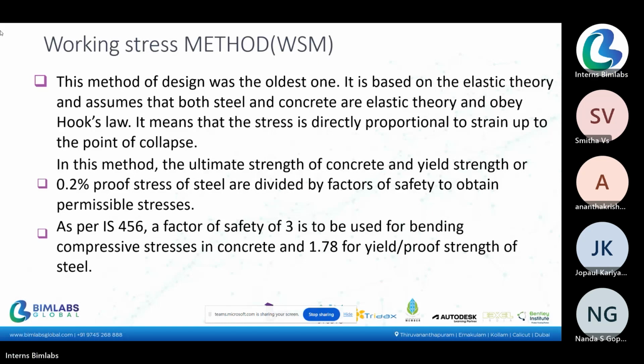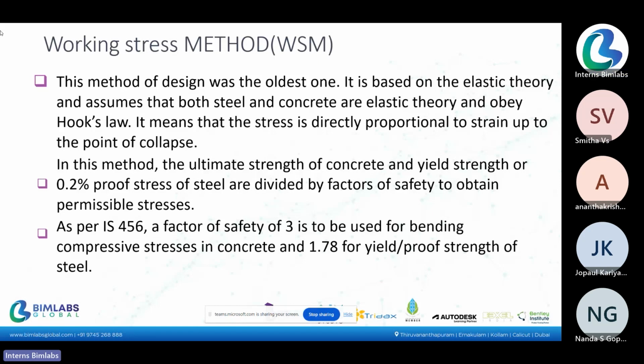In this method, the ultimate strength of the concrete and the yield strength, or 0.2% proof stress, of the steel are divided by the factor of safety to obtain the permissible stress. That's the main point we have to consider. The factor of safety, as you have heard, is 1.5, 3, like that, used to obtain the permissible stress.